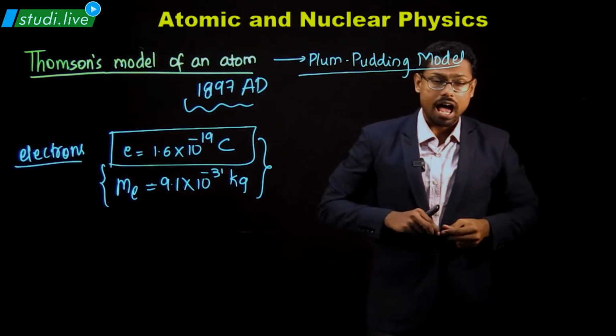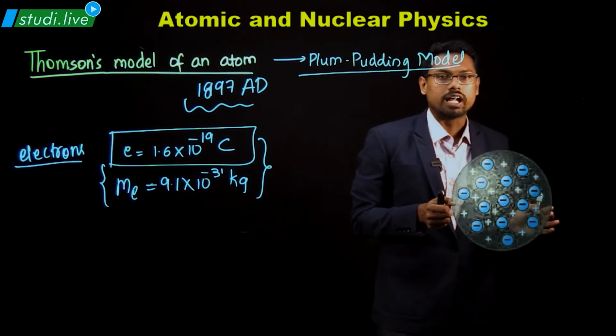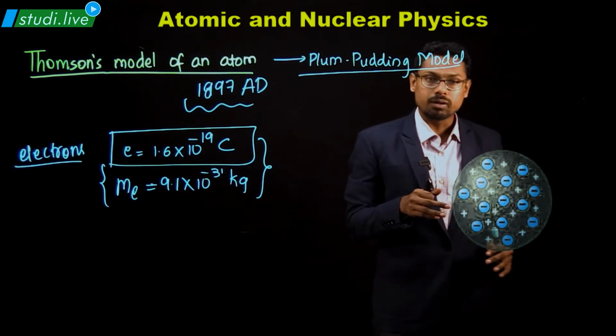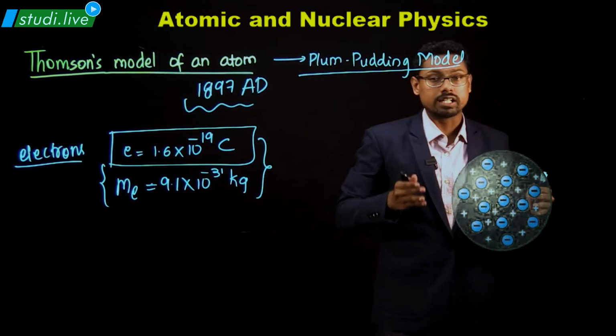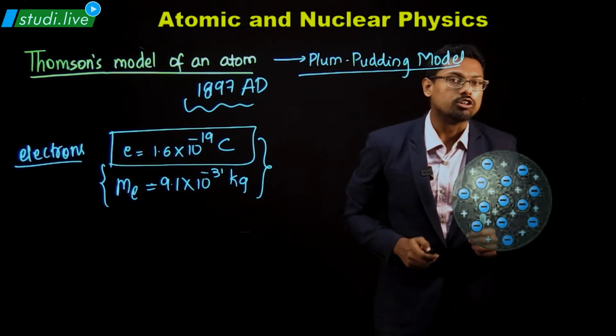Look at what the model looks like. This is the model that was proposed by Thomson. According to him, an atom is nothing but a cookie, or you may call it a plum, and the puddings are nothing but the electrons embedded on its surface.